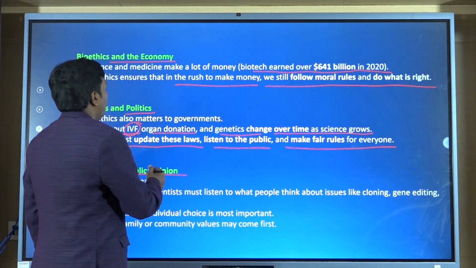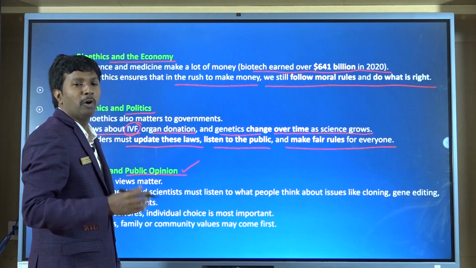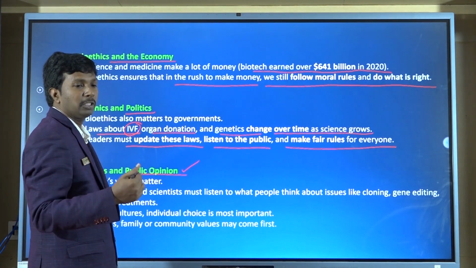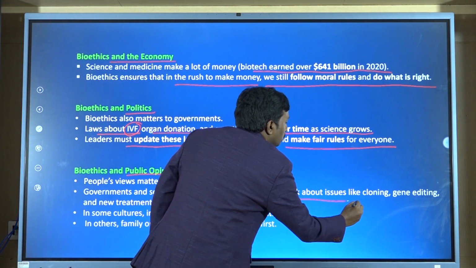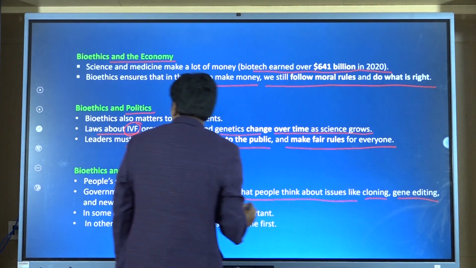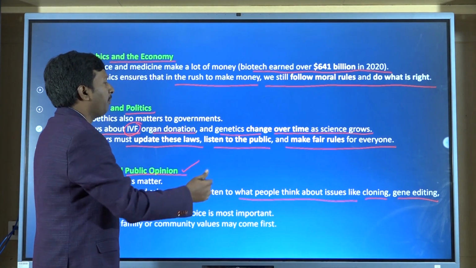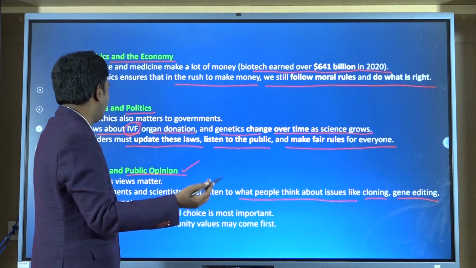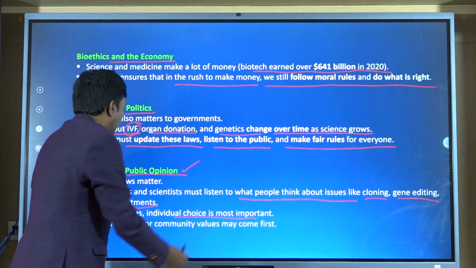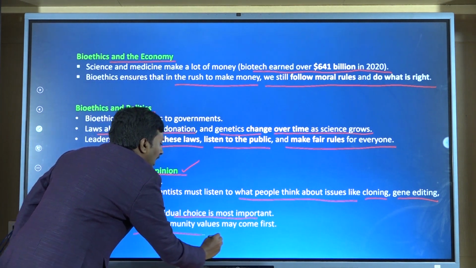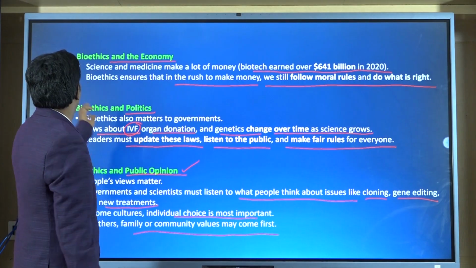So this is about bioethics and politics, right? Next one is bioethics and public opinion. Public opinion is very important, right? Whenever you are working in a society, government and scientists must listen to what people think about issues like cloning, gene editing, and new treatments. So they have to take feedback from the people. In some cultures individual choice is more important, and in others family or community values may come first. So likewise we can link bioethics and public opinion.